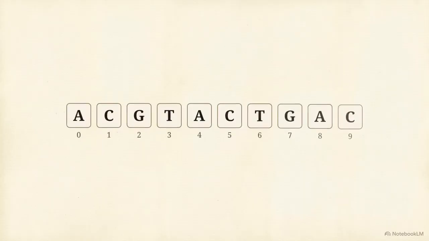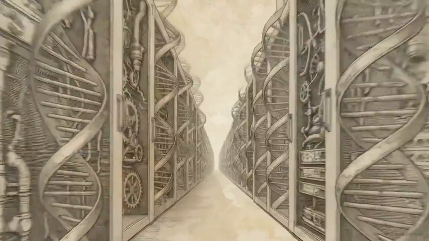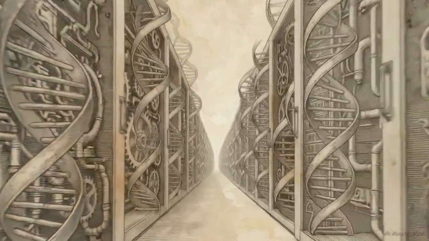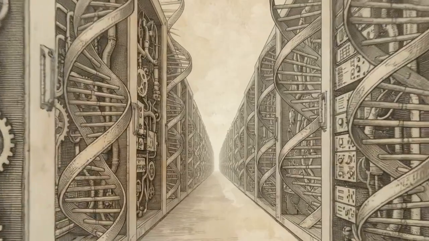But occasionally, a single character gets swapped. An A becomes a T. Biologists call these single nucleotide polymorphisms, and that one-letter variation can be the root cause of a hereditary disease. Identifying that swap isn't a lab experiment anymore. It's a retrieval operation across a string 3 billion characters deep.